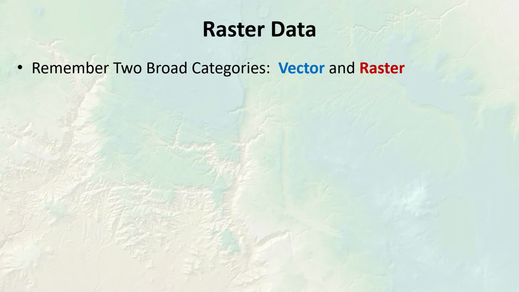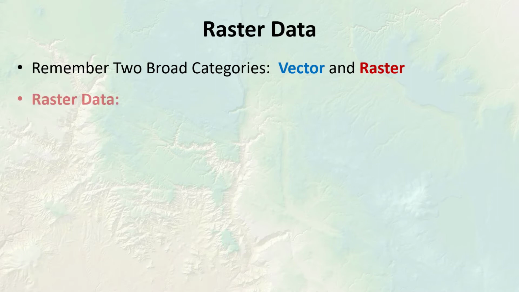So far we've discussed workspaces and we've discussed vector data, and so now we're going to pick up with raster data. Recall there's two broad categories of spatial data, and 90% of the time you're going to be dealing with either vector or raster. So now let's discuss raster.